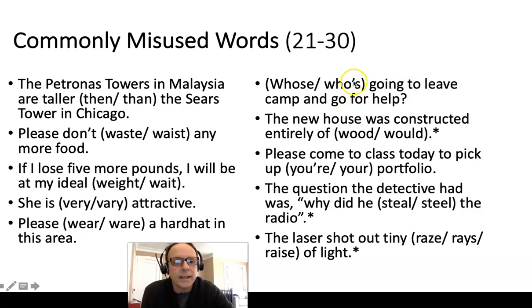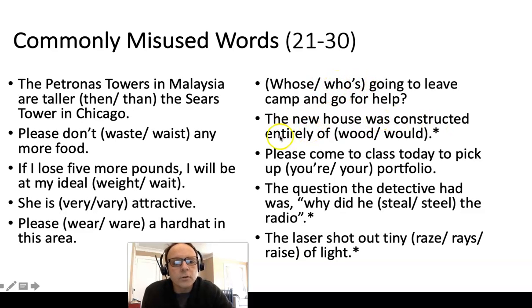So that's replacing I, right? Who is going to leave camp? If you say that, it sounds right. It makes sense. So if you replace that apostrophe, put in the right letter that's missing, and it makes sense, then that's the correct one. Whose is a possessive pronoun, like whose car is this? So it doesn't make sense. But this one, if you read it out, it does make sense. So the second one's a good choice.